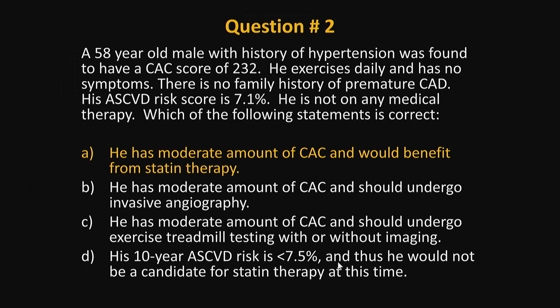Choice D would be incorrect. It's true that if his 10-year risk is less than 7.5, he is not a candidate for statin therapy, but he is someone in whom statins would be suggested, not recommended, but suggested for consideration. And the guidelines clearly state that when the decision regarding the role of statins is unclear, calcium scoring is a potential test that can be used for further decision making. So the guidelines actually do provide a role for using calcium scoring in this particular situation.